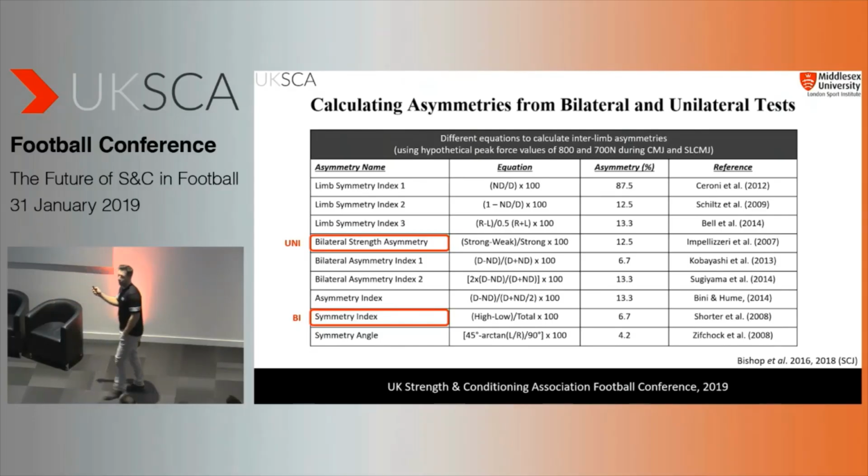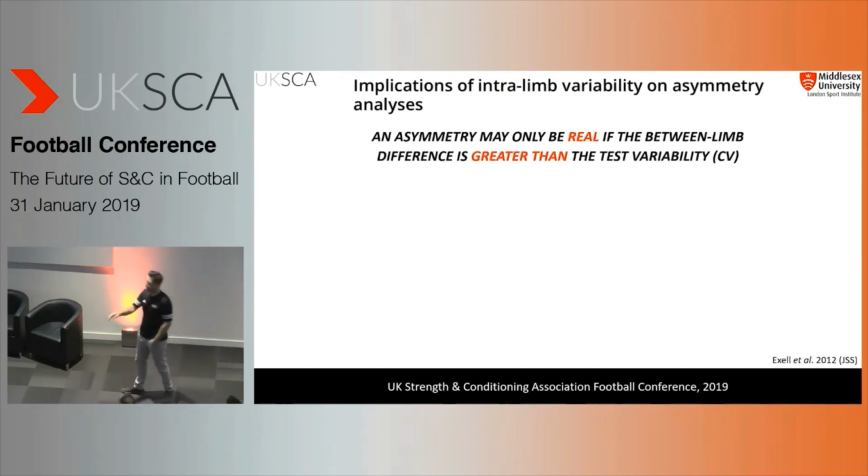So now we potentially have an answer, maybe. We go on to how do we interpret this data? Because now we've got the calculations hopefully down. Well, they're just numbers now as a result of having the data there. So this comes from Tim Excel from the University of Portsmouth, who was talking about how we interpret asymmetry and whether or not it should be interpreted in relation to test variability.